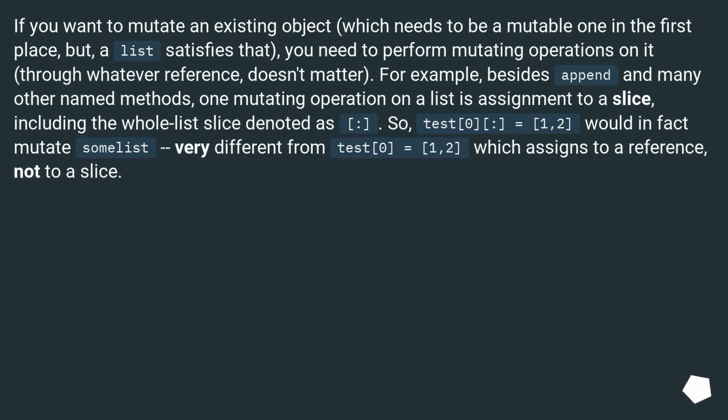If you want to mutate an existing object, which needs to be a mutable one in the first place, but a list satisfies that, you need to perform mutating operations on it, through whatever reference, doesn't matter. For example, besides append and many other named methods, one mutating operation on a list is assignment to a slice, including the whole list slice denoted as colon. So test[0][:] = [1, 2] would in fact mutate some list, very different from test[0] = [1, 2], which assigns to a reference, not to a slice.